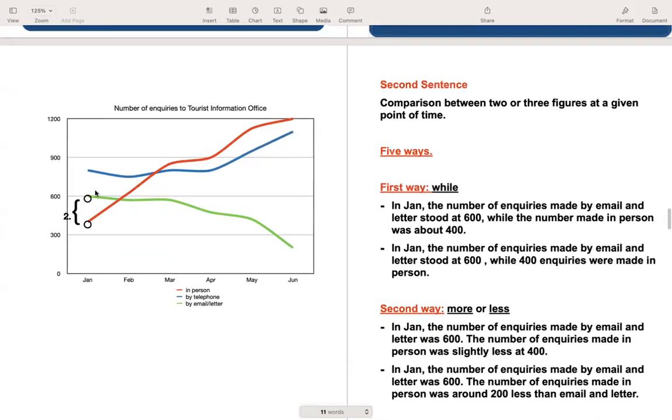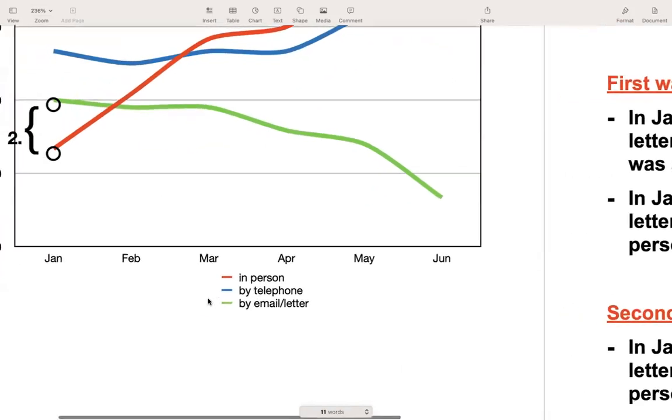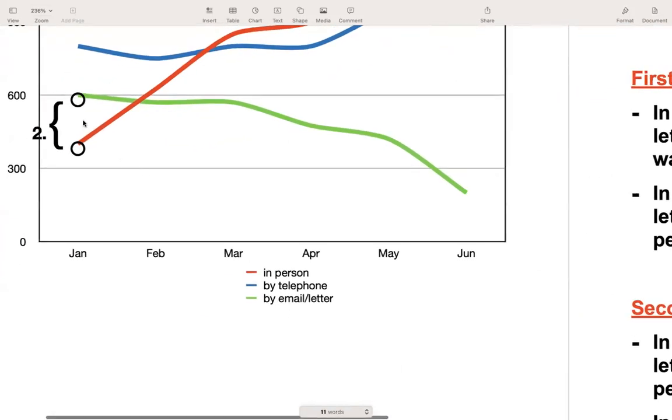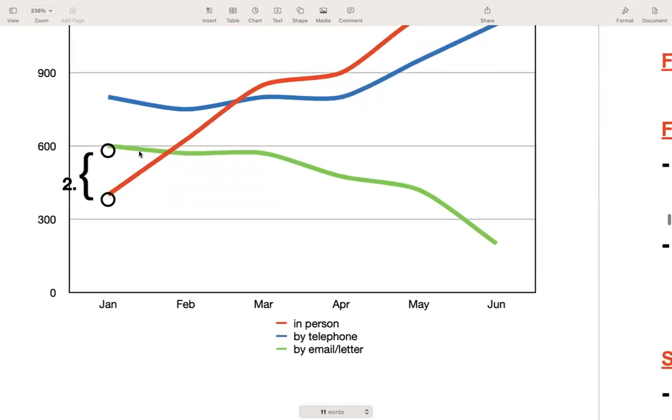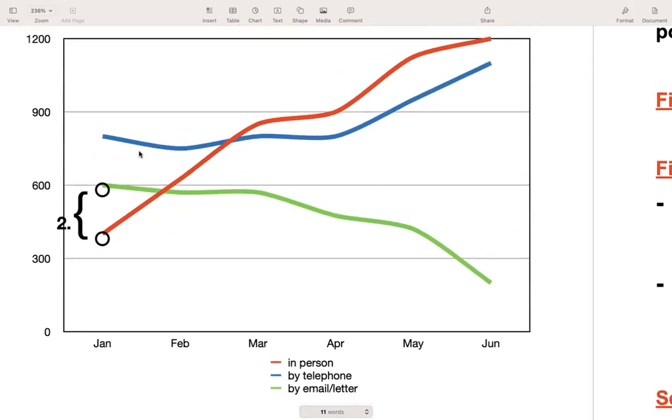The second sentence you should learn and you have to make is when you have to compare. For example, the green value is 600, emails and letters. So the number of inquiries made to the Tourist Information Office by email is 600 in January. Whereas if you compare, in person is 400. So the second sentence that you need to learn is when you have to make a comparison between two values like that.